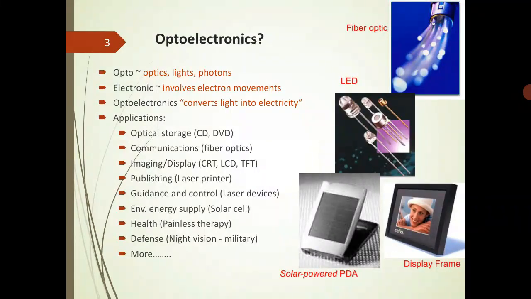So before we step into the topic, we have to know what is meant by optoelectronics. For that, I am dividing this into two segments. One is opto, another one is electronic, which means opto is a light signal. The electronic includes the movement of electrons. So I am combining these two things. It converts light into electricity.